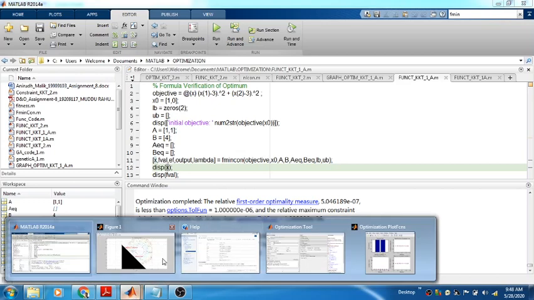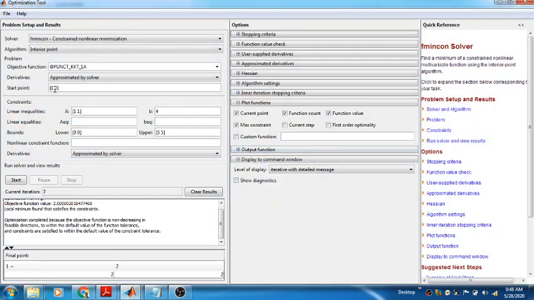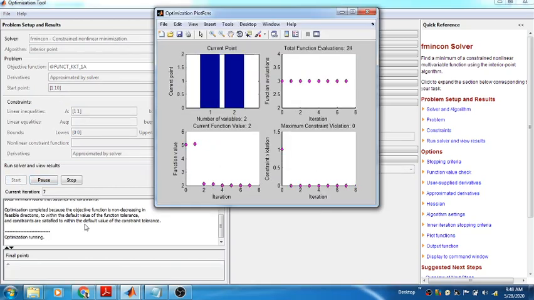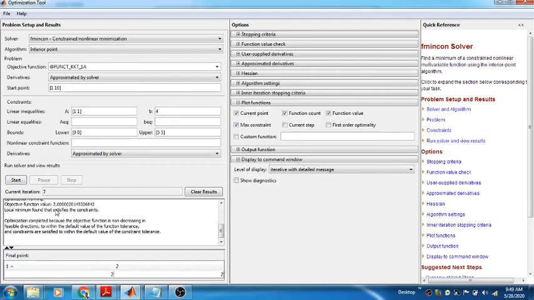Let's try it. For the non-feasible region, I am keeping 1 and 10, and mind it, this is not in the feasible region. So let's run it. You can see what is happening. Local minimum found that satisfies the constraints, right?